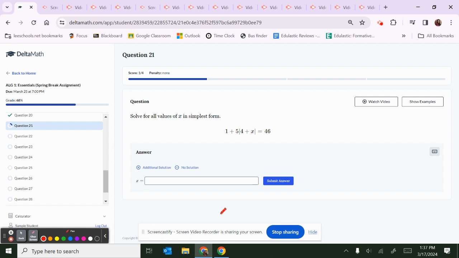First things first, I need to figure out what I'm getting rid of first. I would need to get rid of this 1 first, because it's the furthest thing away from your x and it's not attached to anything. So I would subtract 1, and it cancels. My 5, which is attached to the absolute value of 4 plus x, I would bring down, is equal to 46 take away 1, which is 45.